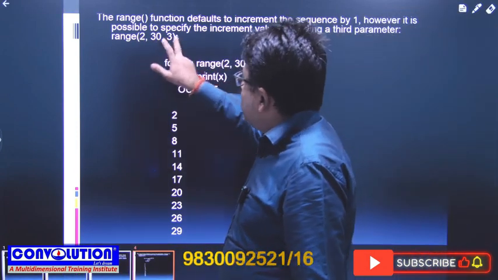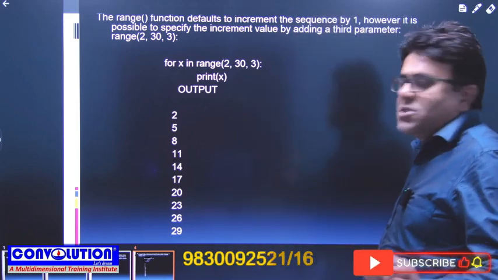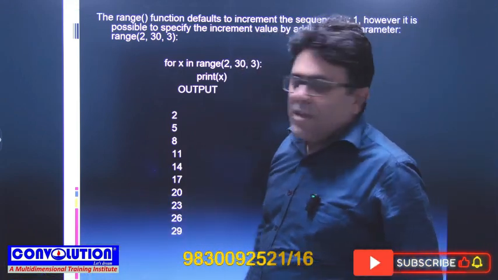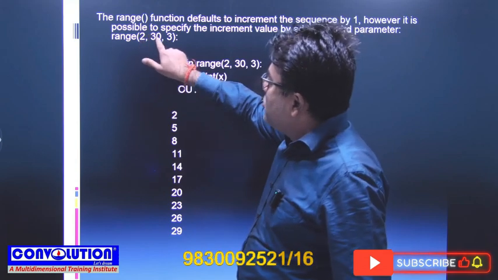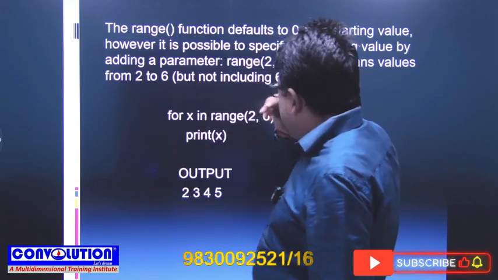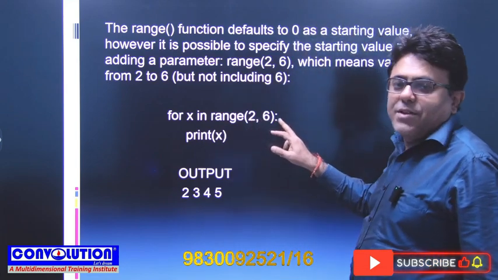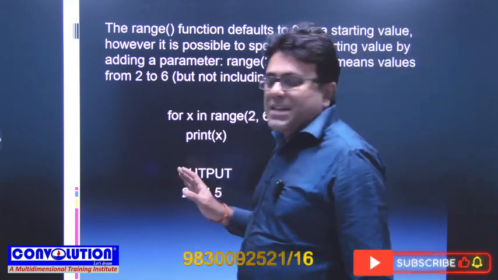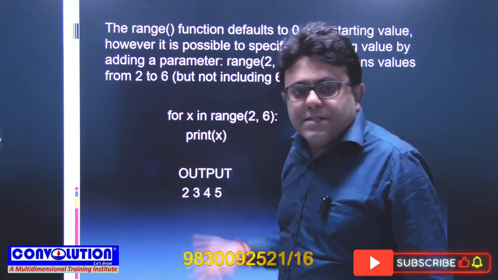So 2, 3 and then 30. 2 is the starting value. 30 is the maximum limit. 3 is the incrementation value. So there are 3 parameters: starting value, maximum value, and the incrementation value. In this case, I am just specifying the starting value and the end point. I am not specifying any incrementation. So by default, it is increasing by 1.